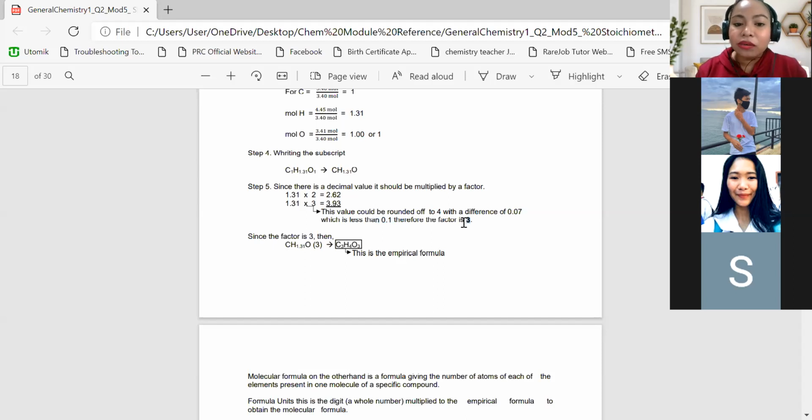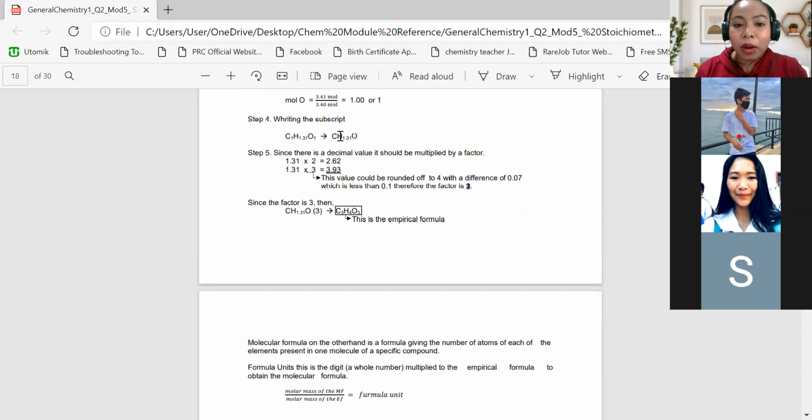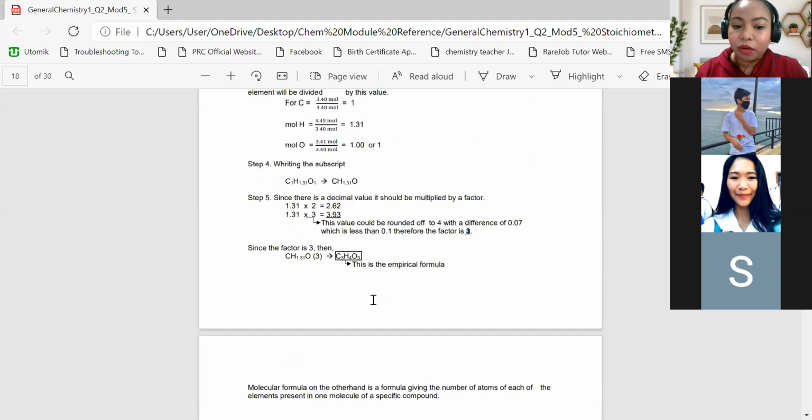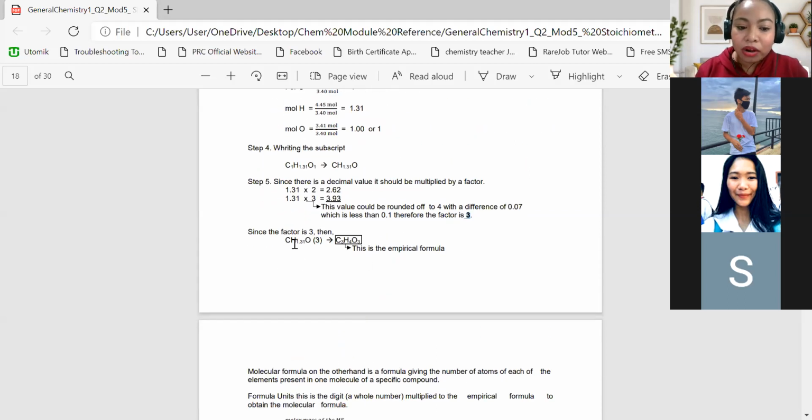Since we determined the factor, we multiply not only 1.31 by 3 but all of them. So 1 times 3, 1.31 times 3, and 1 here in oxygen times 3. So that's why you have C3H4O3. This is now the empirical formula. But going back here, the question is just the empirical formula, so we have arrived at our answer.